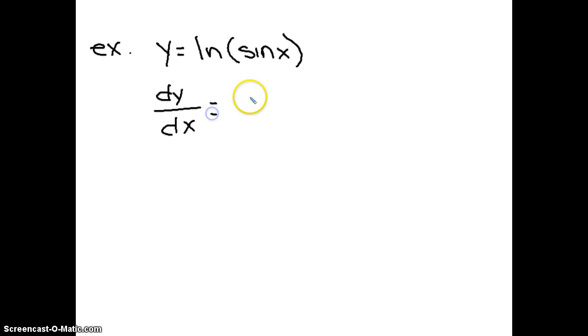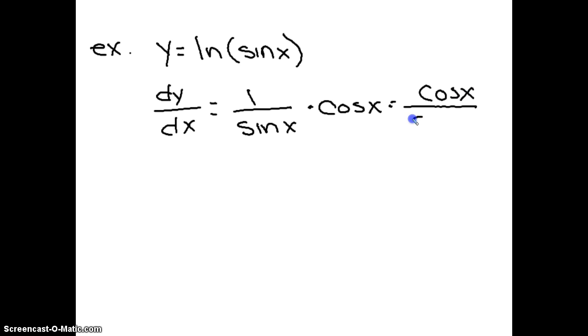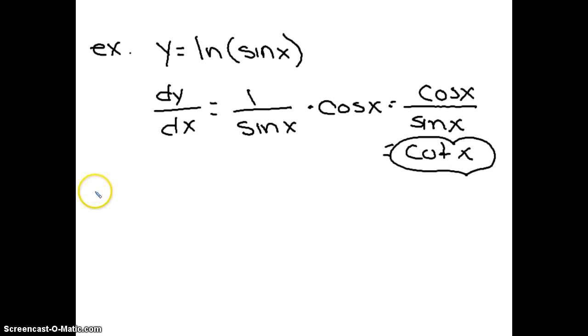So I'm going to get 1 over that quantity, so the sine of x, times the derivative of the sine of x, which is cosine x. So we get cosine x over sine x. Are we going to leave it like that? No, because that is cotangent. So the derivative of the ln of sine of x is cotangent x. Done.